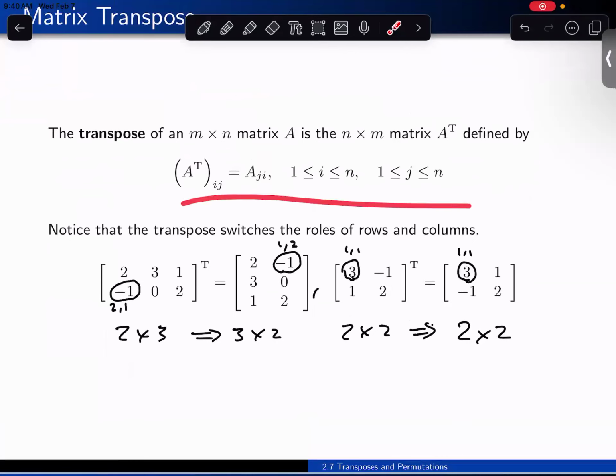Okay, any questions about the definition of the transpose or what we're doing with it? Okay.